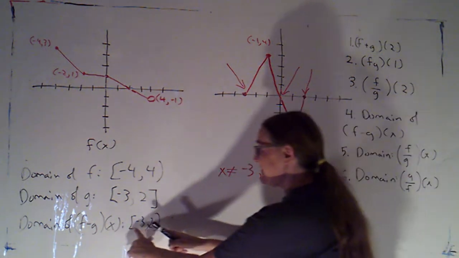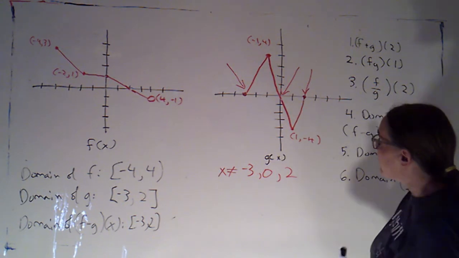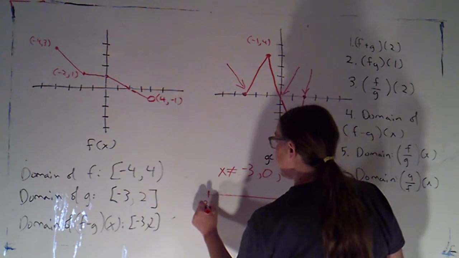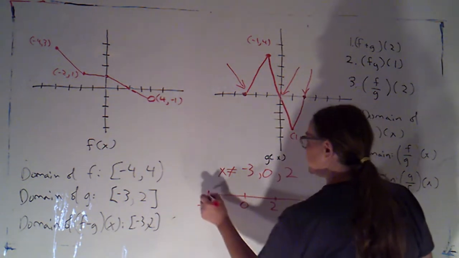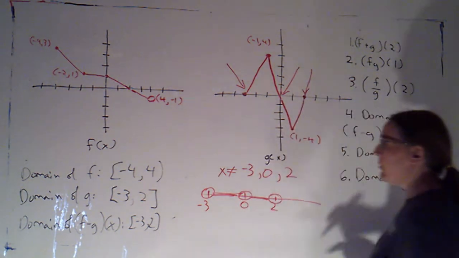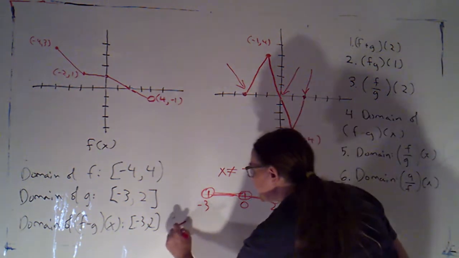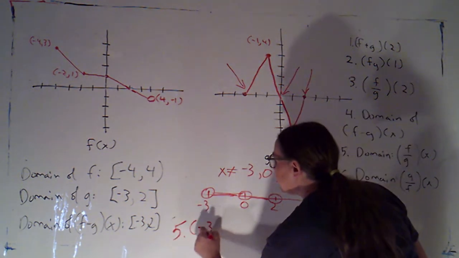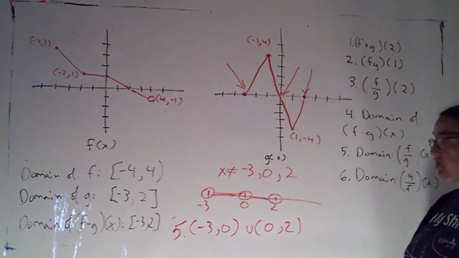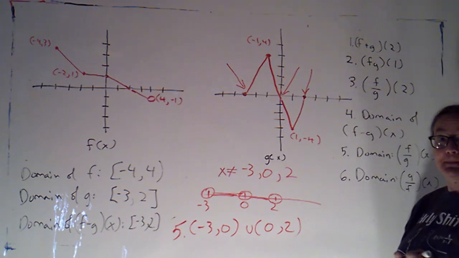So both of these endpoints are going to become parentheses because we're removing them, but we're also taking out 0. So if I were to graph this, we'd have -3 to 0 to 2, excluding those 3 points. So that's going to be a union of 2 intervals. So for question number 5, we're getting -3 to 0, union 0 to 2, not including any of those endpoints.